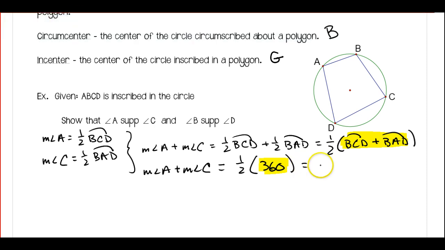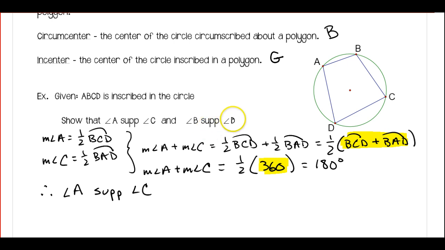Okay, and then half of 360 is 180 degrees. All right, therefore, since the sum of those is 180, we know that angle A is supplementary to angle C. If we needed a reason for that, we'd say if the sum of two angles is 180, then they are supplementary.